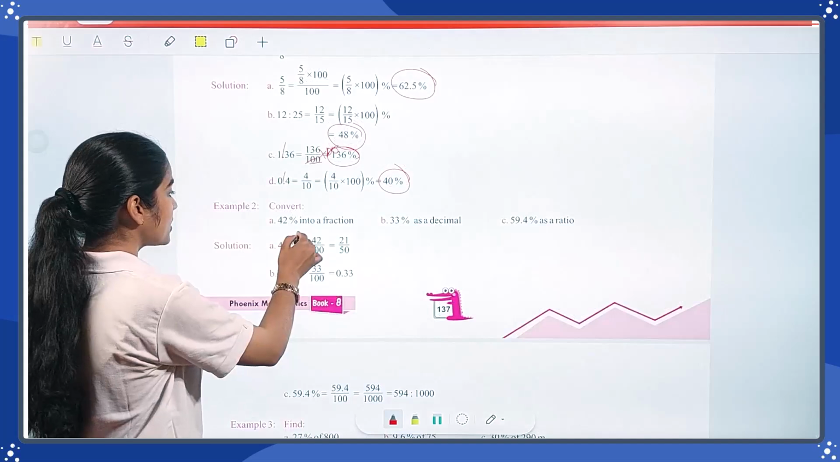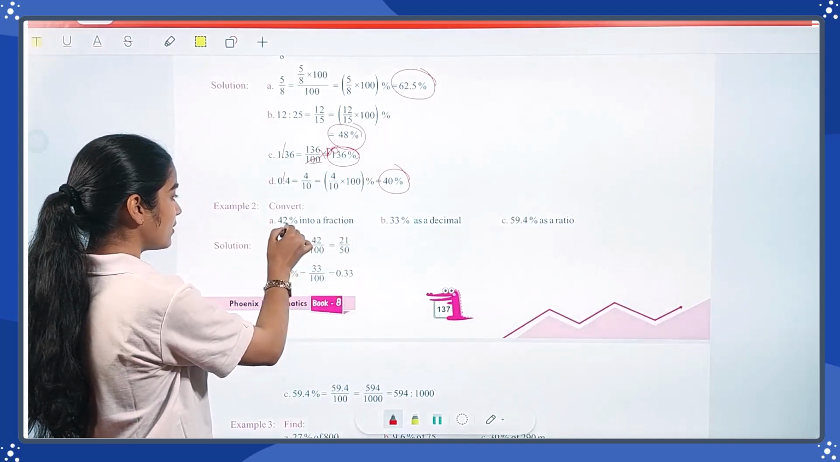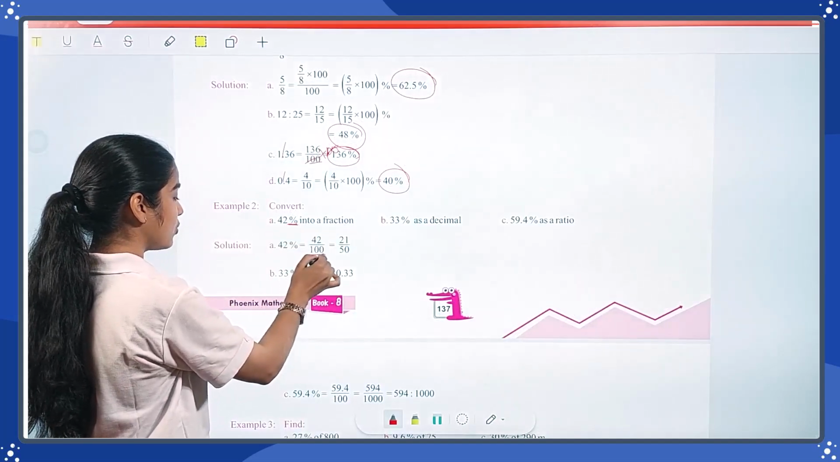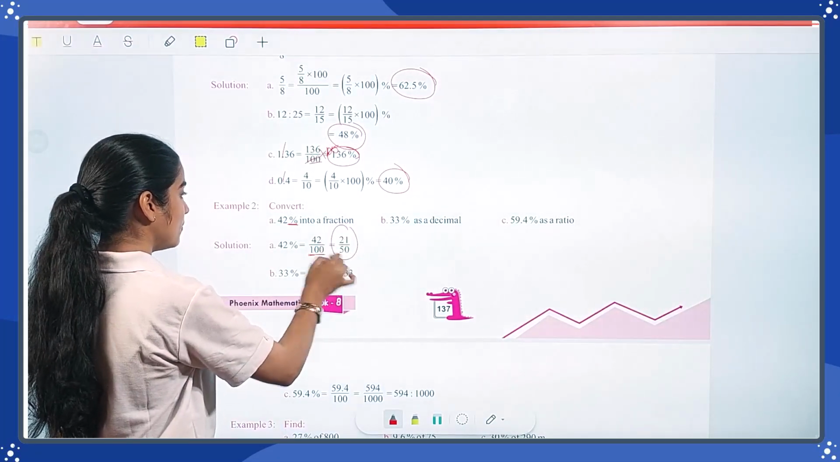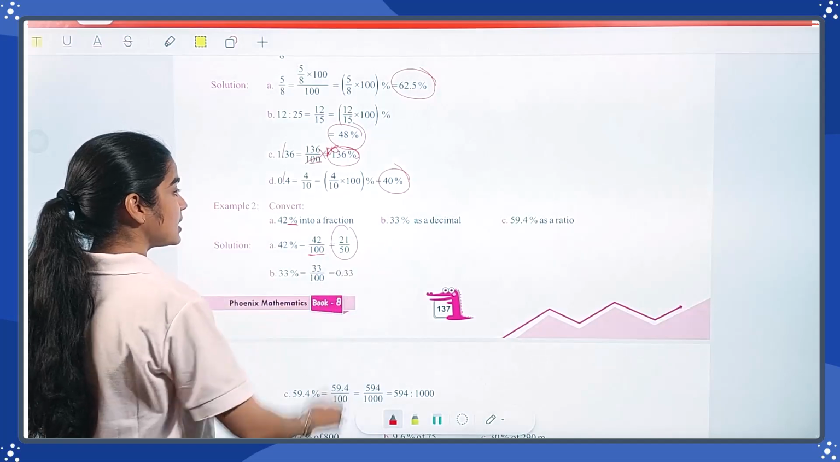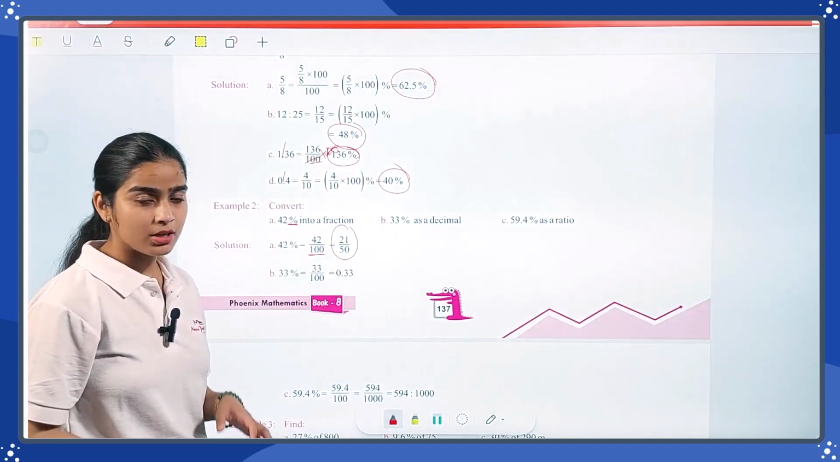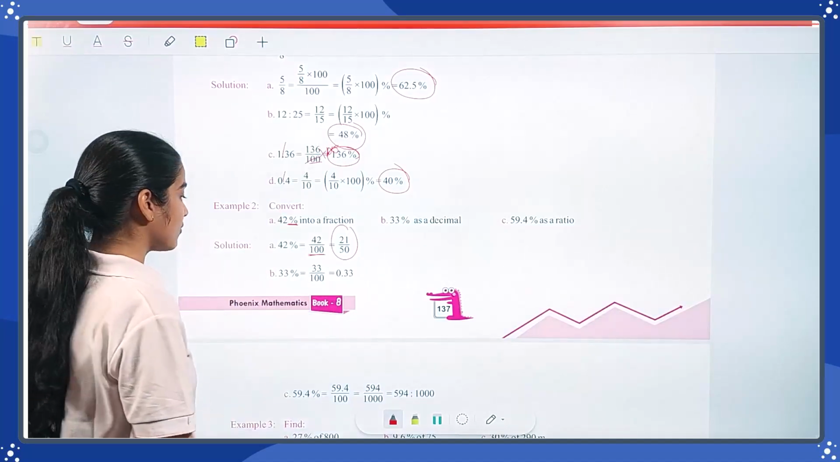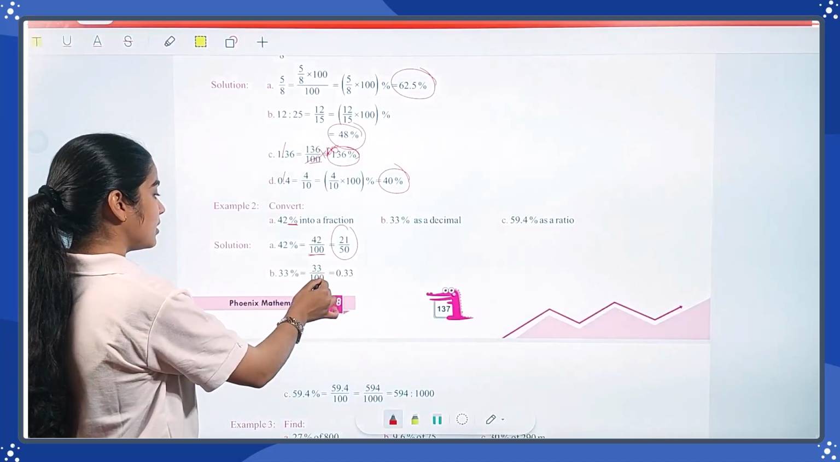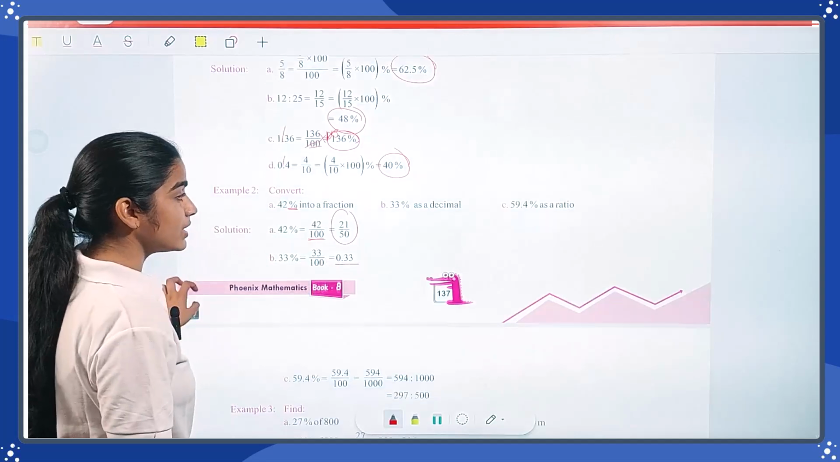So 42% into a fraction. 42, when we remove this percent sign, we have denominator as 100. When we simplify it, 21 upon 50. 33% as a decimal. So students, I already explained this concept in your previous section. So the same way you have to solve it. 33 upon 100. Then 0.33 is the answer.